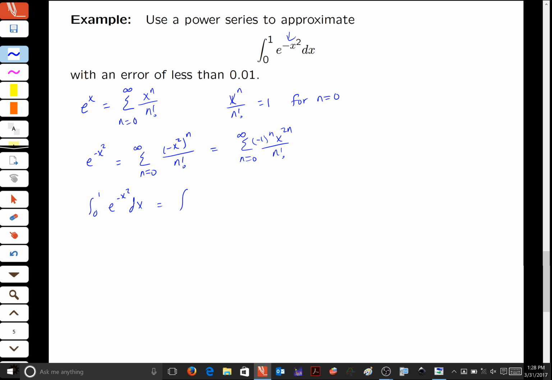That's going to be the integral from 0 to 1 of the series n equals 0 to infinity of minus 1 to the n x to the 2n over n factorial. And we're going to integrate with respect to x. Remember, we can interchange the integral and the summation because this is an absolutely convergent series. Power series is absolutely convergent. So I can interchange the integral and the power series.